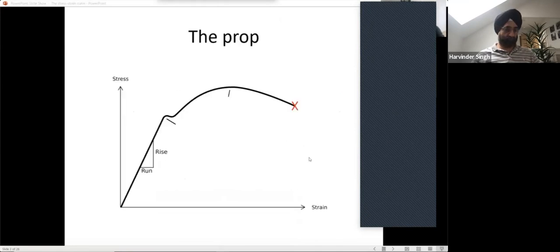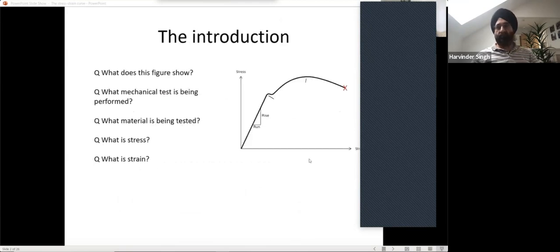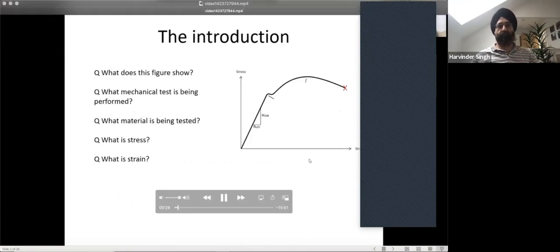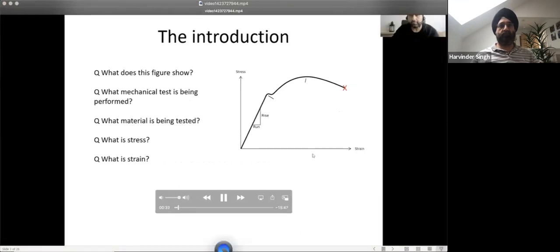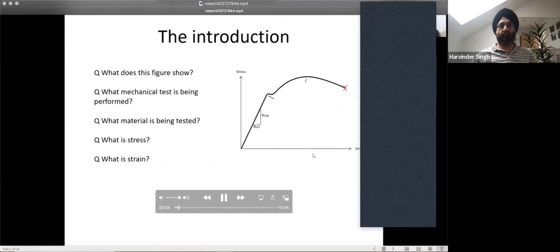So usually in the basic science Viva, you'll be given a prop. So this is the typical diagram you'll be given of a stress strain curve, and it's very important to understand this. So at the beginning, you'll be asked, what does this represent? What mechanical test is being performed? What material do you think this is? And then you'll be asked definitions, usually starting off with, what are the axes? What is stress? What is strain?